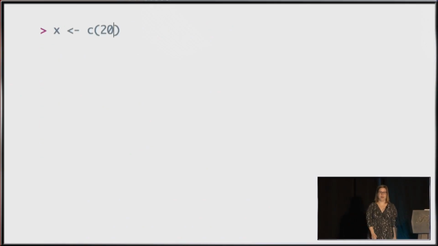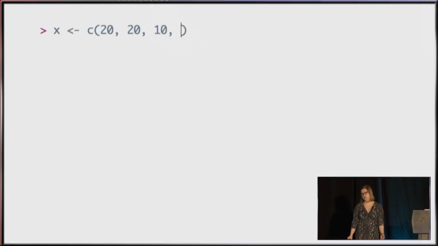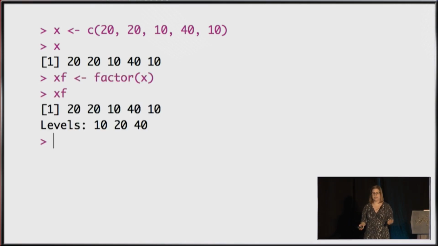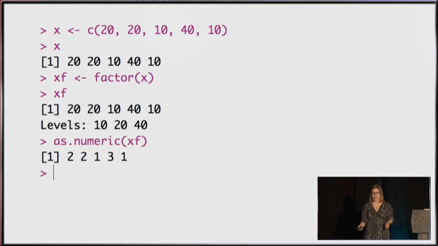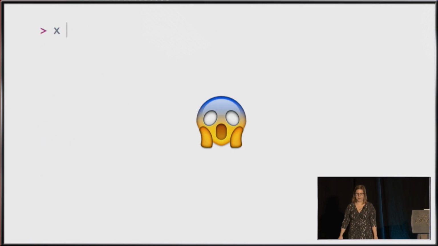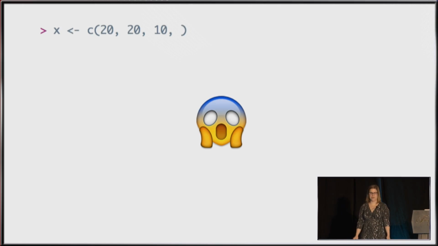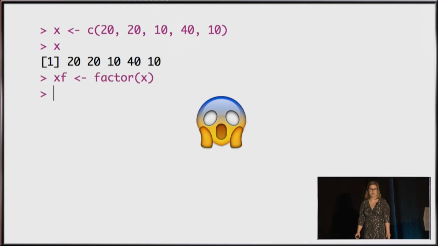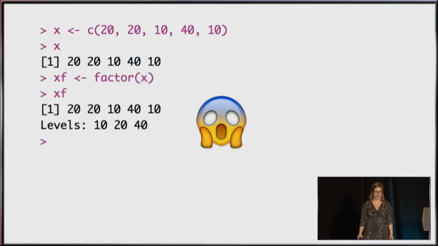So we started off this paper by showing some of the ways in which factors behave unexpectedly. One way is that if you have some numeric data and you turn it into a factor, it sort of looks the same because it has those same values, but then it has the levels associated with it. And if you convert back to a numeric, then you don't get the numbers that you expect. Okay? So instead of getting back 20, 20, 10, 40, 10, I get back 2, 2, 1, 3, 1. And this is the sort of thing that can really mess you up when you're doing analysis with factors.